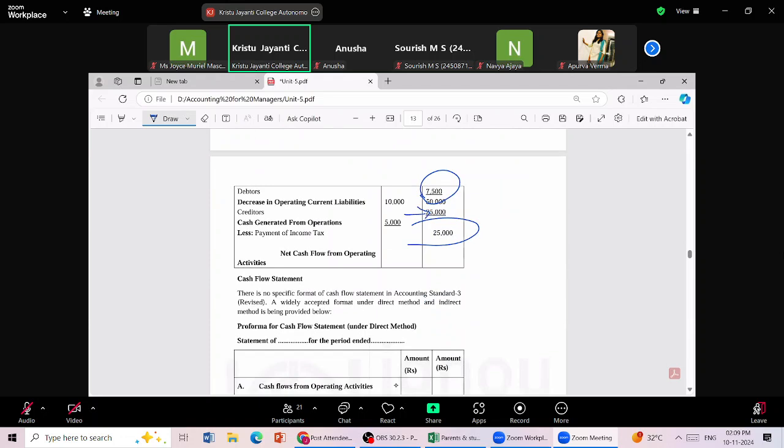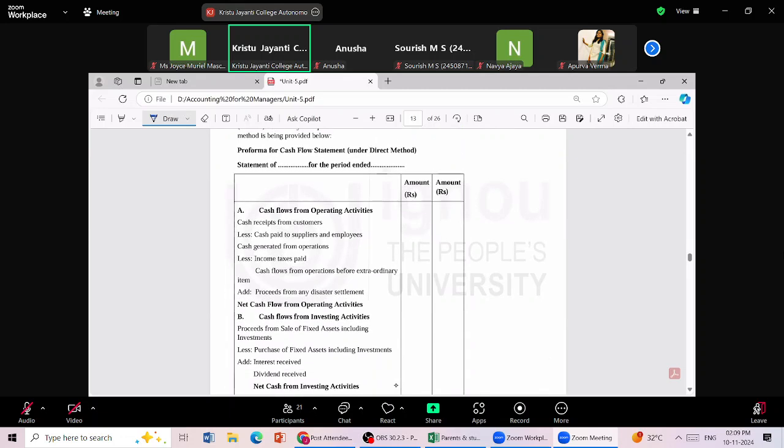This is the indirect method. This is one subdivision, not the full portion. It is one subdivision where non-operating items which are debited are being added, and you are minusing non-operating items which are credited, and then any decrease in current assets you will add, and any increase in current assets you need to minus. Likewise, the increase and decrease in current liability and so on. So only the operating item is being shown.